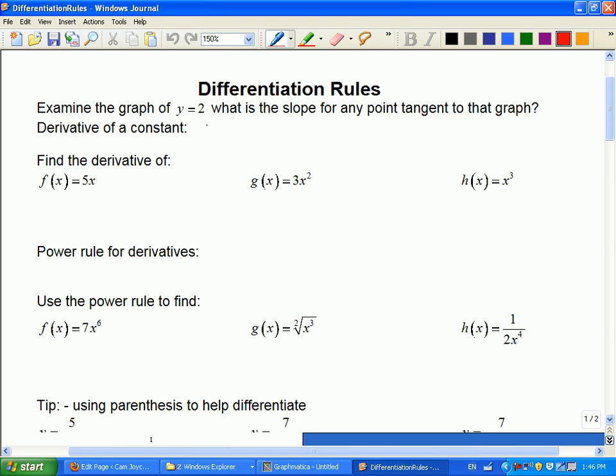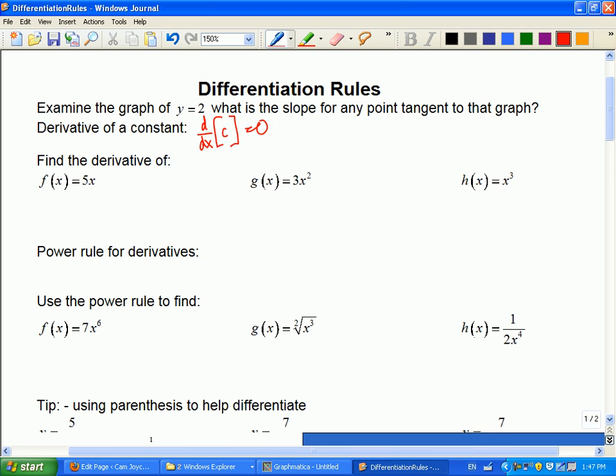Okay, so here's a notation that we're going to use today. This is the derivative of a constant equals 0. And this is from the Leibniz notation that we briefly mentioned earlier. So our first rule is the derivative of a constant is 0.